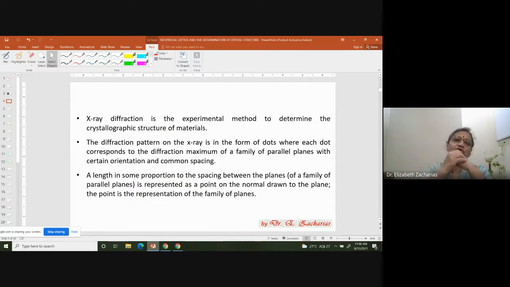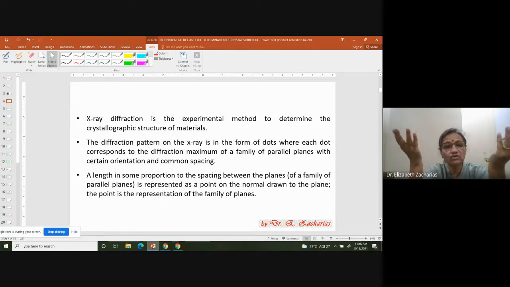When we say crystallographic structure, we are talking of the a, b, c parameters. We are talking of what are the angles alpha, beta, gamma that a, b, c will make with each other. Then we are also talking about whether it is BCC, FCC. All this information you can get from X-ray diffraction. And the diffraction pattern, as you have seen, will be a series of dots. And from the dots, you have to find out.